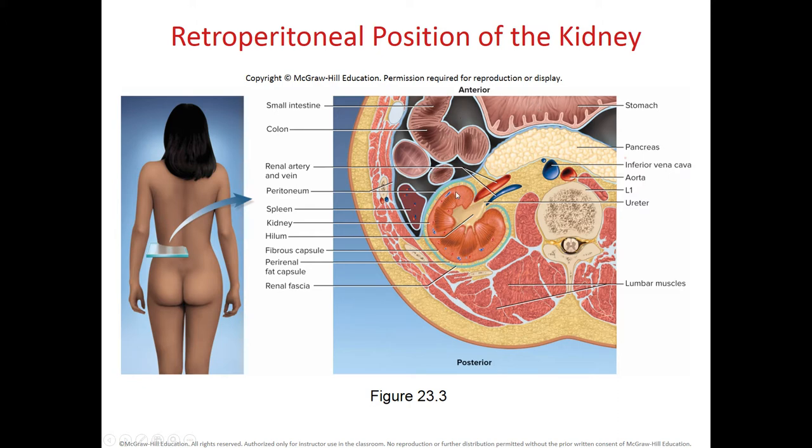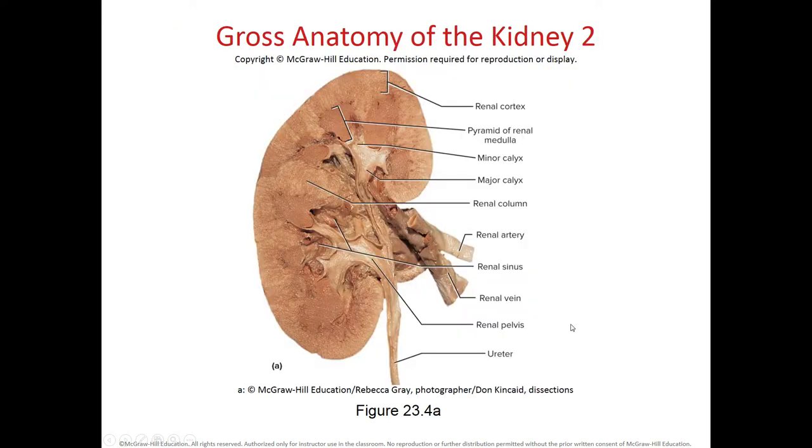So if you see here, the kidneys are retroperitoneal because they're located behind the peritoneum. And you can see all the different connective tissue layers that protect the kidneys. This is the renal fascia, and then we have the perirenal fat capsule, and here we have the fibrous capsule in direct contact with the kidneys.